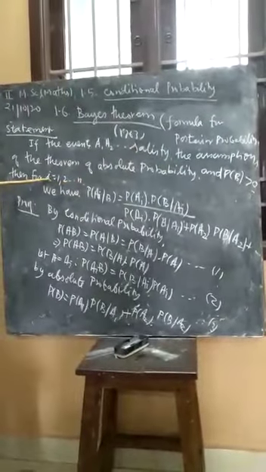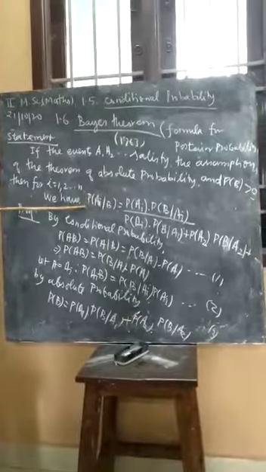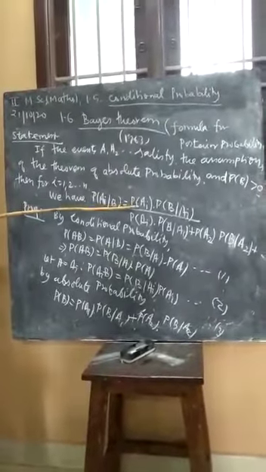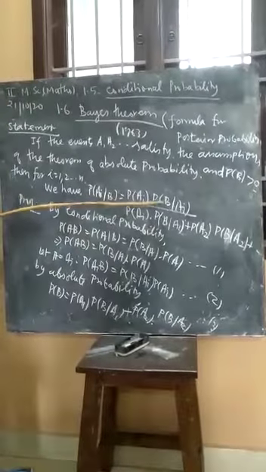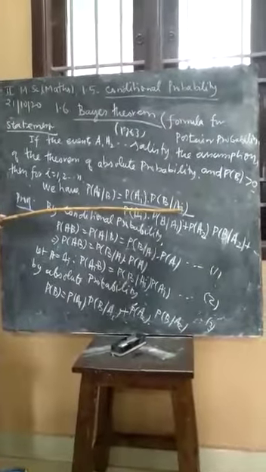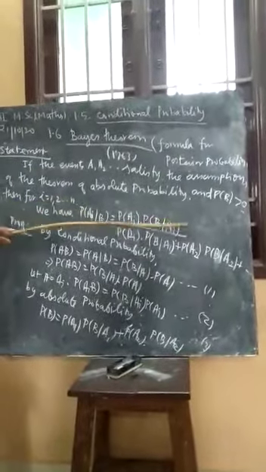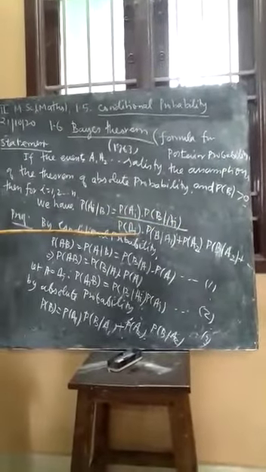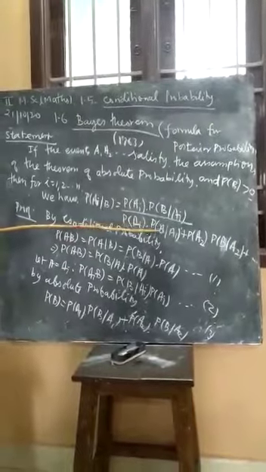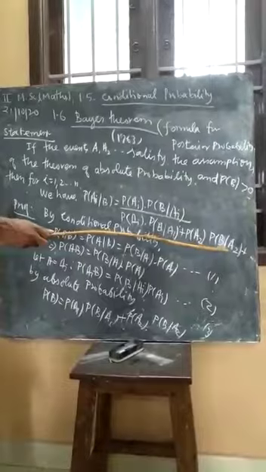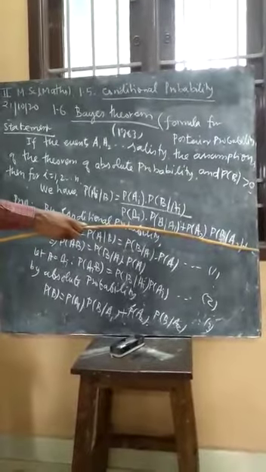For n events, we have probability of A suffix i given B equal to probability of Ai into probability of B given Ai, where i ranges from 1 to n, divided by probability of A1 into probability of B given A1 plus probability of A2 into probability of B given A2 plus so on, extended up to n events.